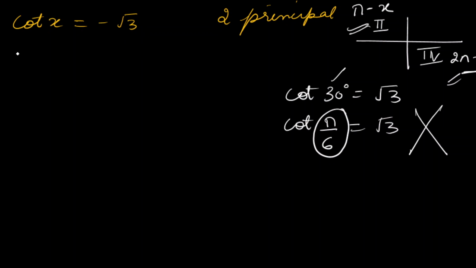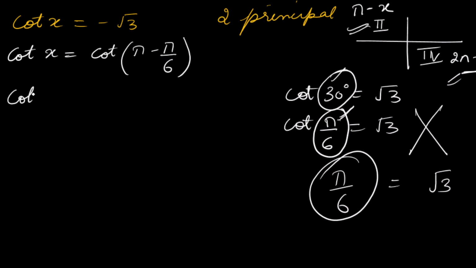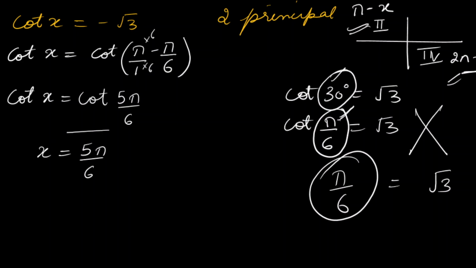Okay, let's do it. First, for the second quadrant, I can write cot x equals cot of pi minus x. X I have found actually, because at 30 degrees or pi by 6 radians, the value is root 3. So this is our x. So pi minus pi by 6; if I simplify after taking LCM, I'll get cot 5 pi by 6. So from here I get my first principal solution, which is 5 pi by 6.